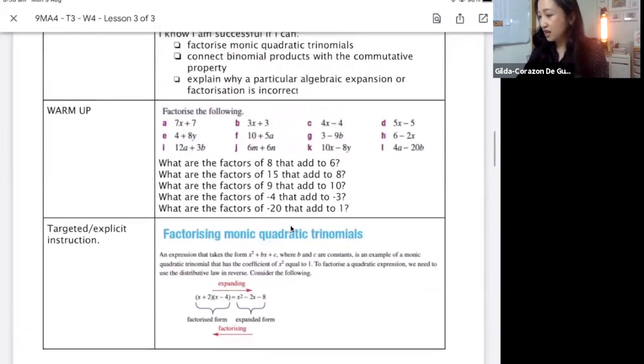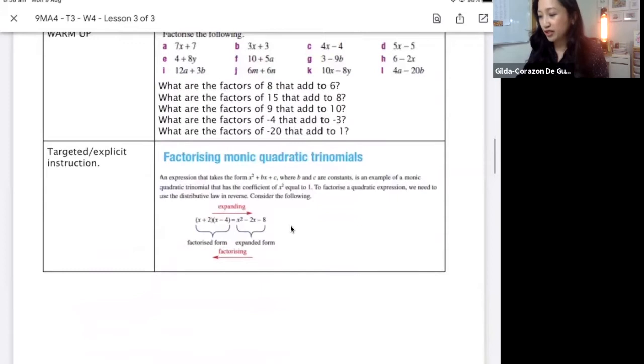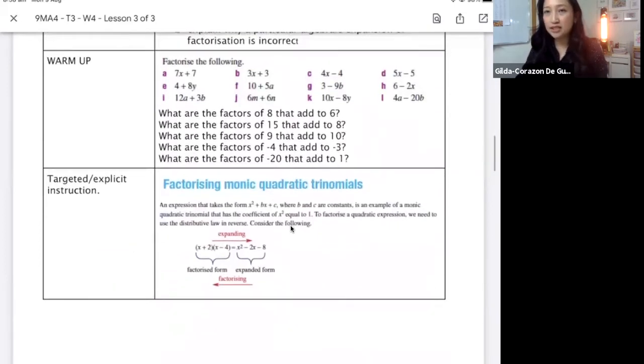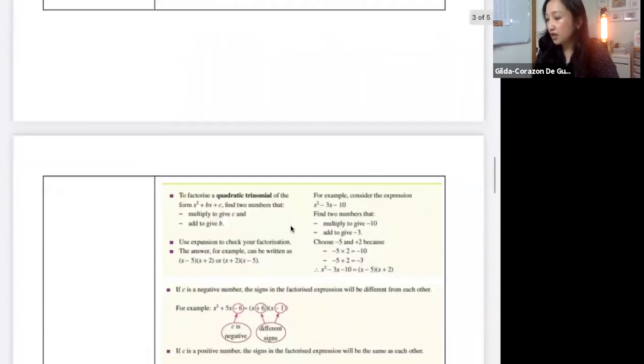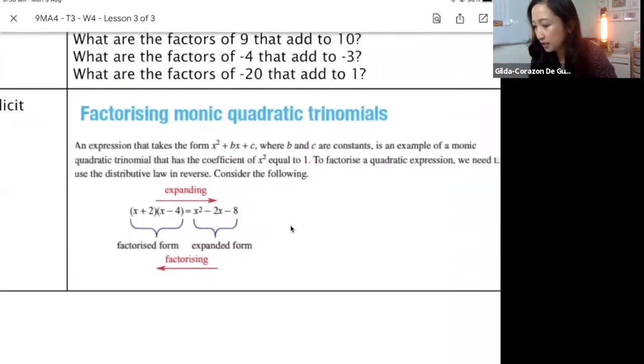Last lesson, I asked you to do factorizing monic quadratic trinomials. What we did in the previous lesson was factorizing using your highest common factor. But this time it would be factorizing as a result of multiplying two binomials, just like your example here.